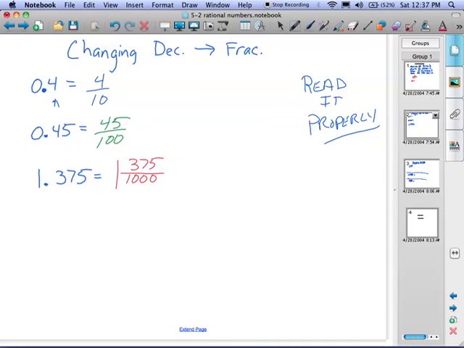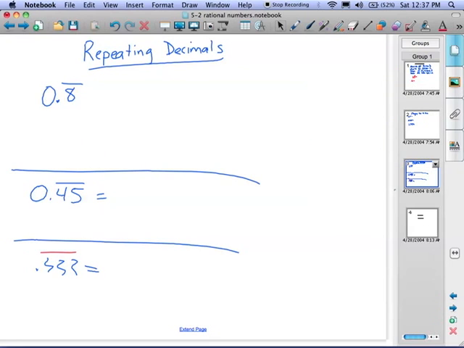A lot easier than yesterday's work where you had to push all those buttons on a calculator. Now you just have to read stuff and you can rewrite it. However, things aren't always going to be that easy. Repeating decimals. How are we going to turn 0.8 with a line over it into a fraction? Very messy. Because 8/10 is 0.8, but that example is 0.8888, and it goes on forever. There's no way to write that as a fraction using what we know now.